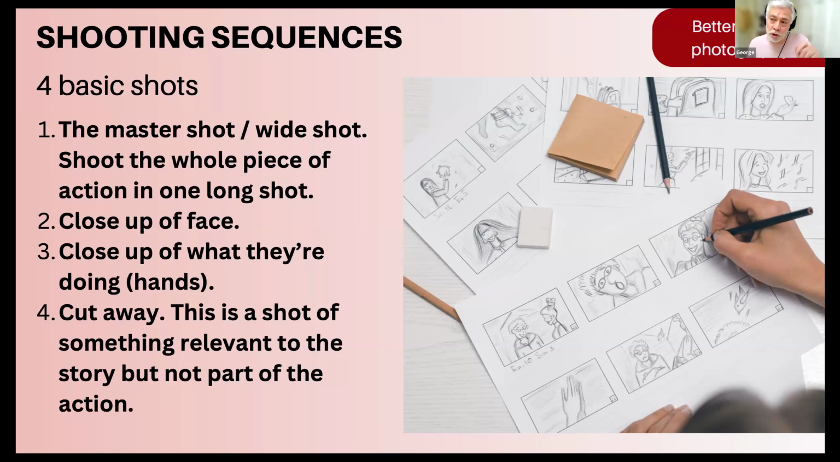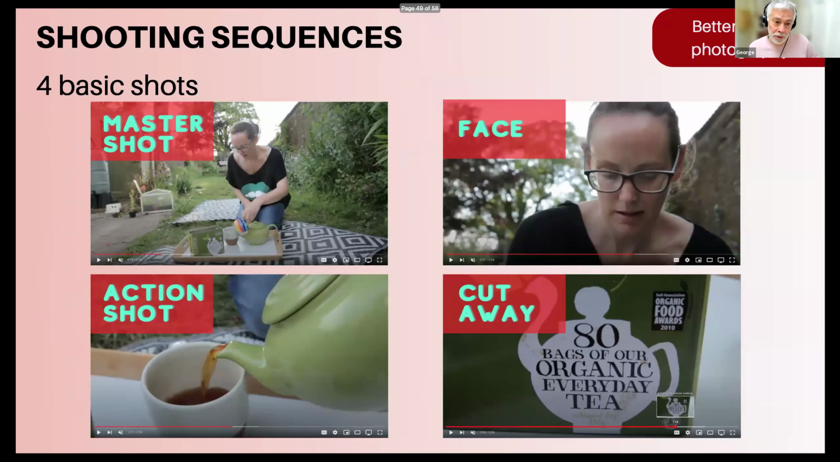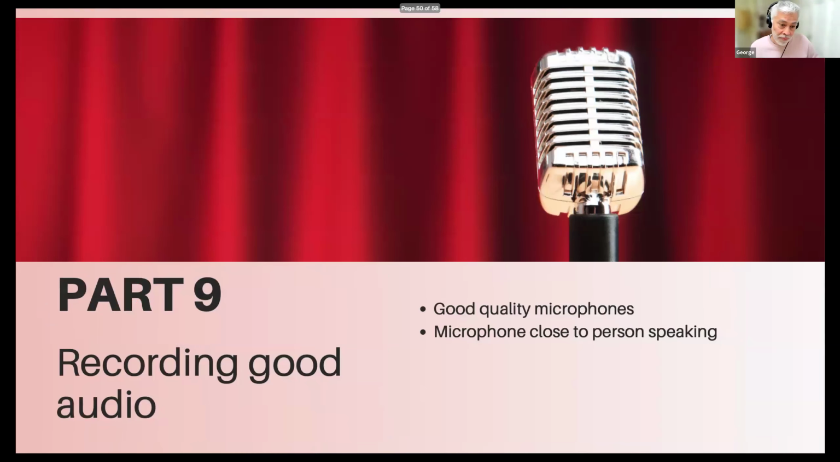A cutaway is the shot that gets you out of trouble. It's relevant to the story. In this case, tea bags, or the milk over on the side before it's been used, or a pile of mugs over on the shelf. So a cutaway. Those are the 4 shots you need to tell a story with shots. Master shot, making a cup of tea. Face, action shot, cutaway. Collect those 4 shots and you will make something that edits together. There you go. That's one of the most important things you can learn about shooting video.